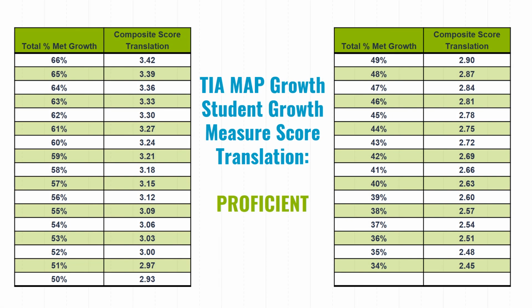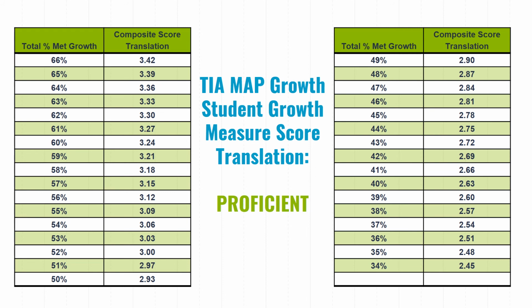At the proficient level of student growth performance, we see a much larger range. This is because the student growth composite score translations were developed to mirror a typical normal distribution curve, similar to the development of norms discussed during the TIA MAP growth presentation. The proficient level of student growth performance has a range of 34 to 66% of students needing to meet their pre- and post-test growth expectation.